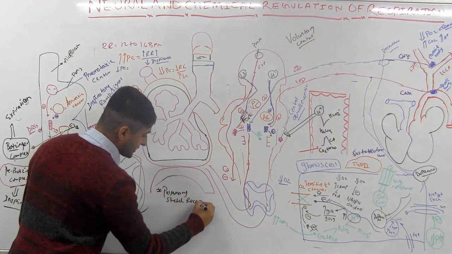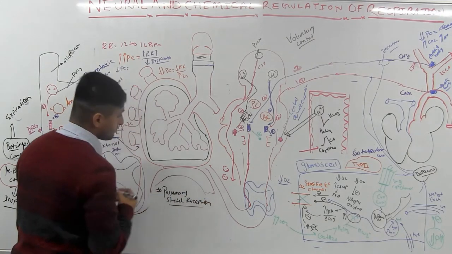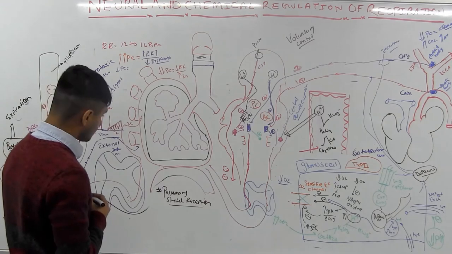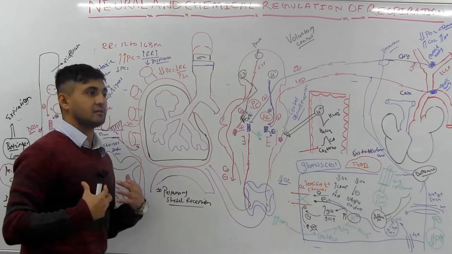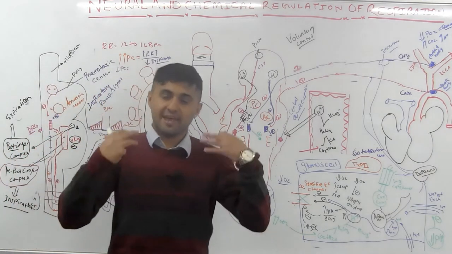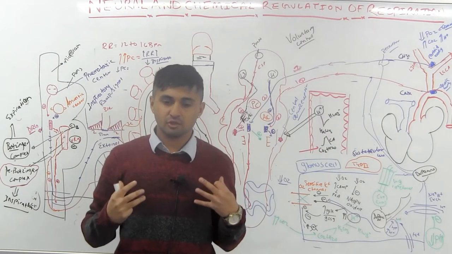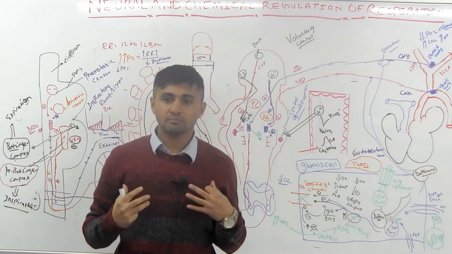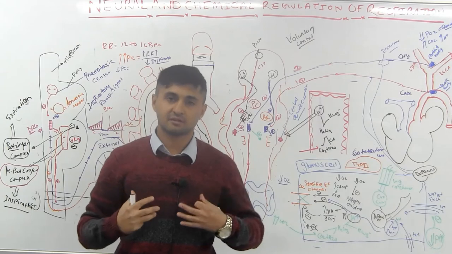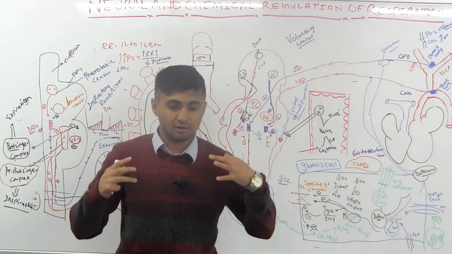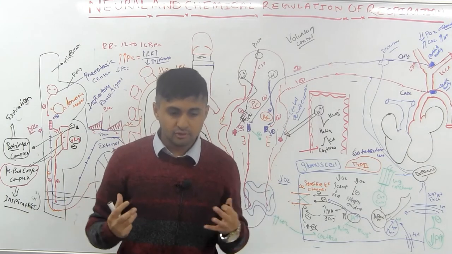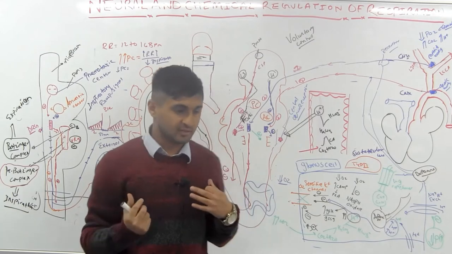And what it does is this. The pulmonary stretch receptor: whenever you take lots of air in, because of the volume of air, your body can only take a certain amount of air. It cannot take a large amount of air in. So what happens is whenever you take air in.